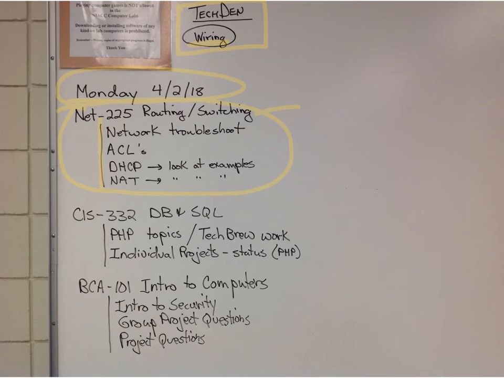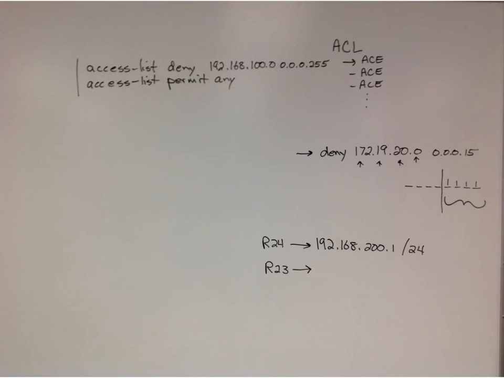Alright. Then we did some network troubleshooting, we did some ACLs. We looked at examples of DHCP but did not get to NAT. So we took a look at access control lists, access control entries.